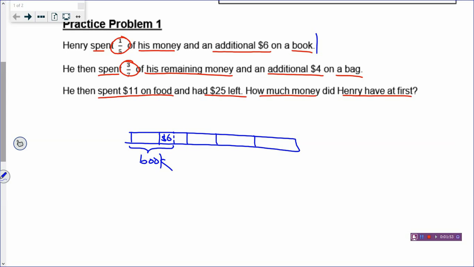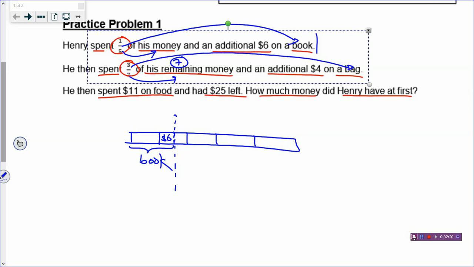He then spent 3/7 of his remaining money. So the remainder is on the right side. Let me go back to the first fraction. His money has a total of 5 boxes, and 1 box is spent on a book plus another $6. And now the remainder money has a total of 7 boxes, and 3 boxes of the remainder are spent on a bag. So if you look at the remainder, can I cut the remainder into 7 boxes?